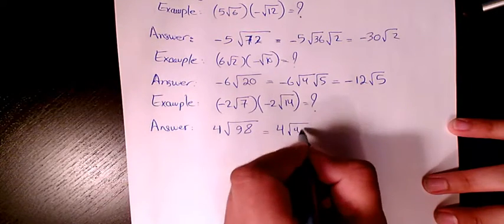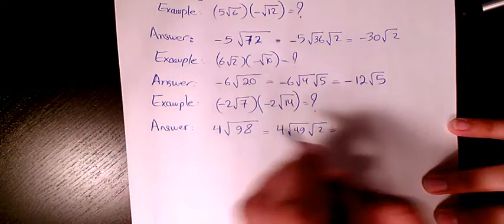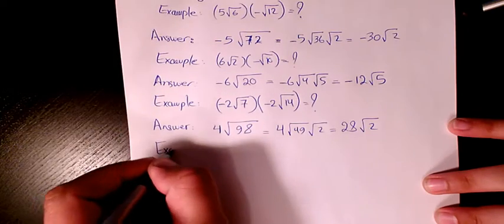So we have square root of 49, square root of 2. Square root of 49 is 7. So 7 times 4 is 28. So 28 root 2.